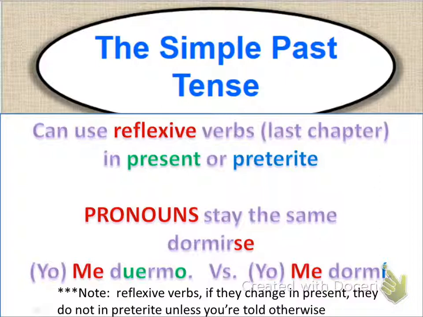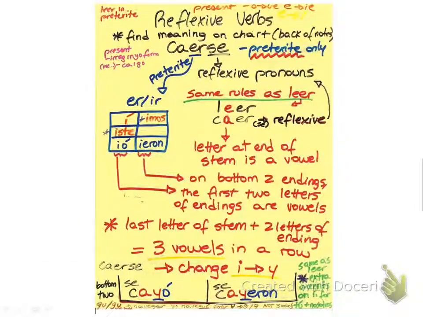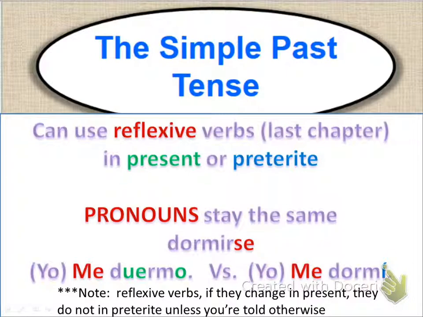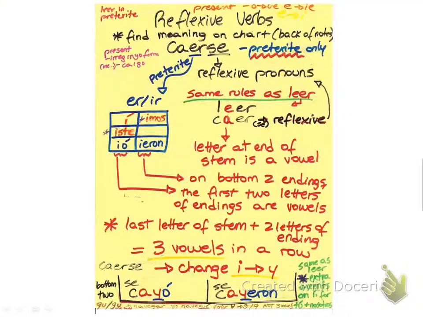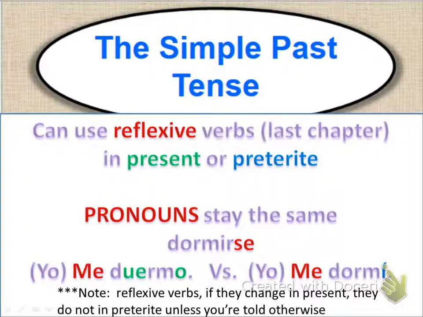For example, if we have the verb, this is not working with me today. If we have the verb dormirse, come on. There we go. Dormirse, what does it mean? I go to sleep. Okay, so I put myself to sleep.